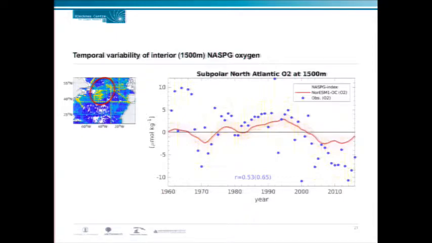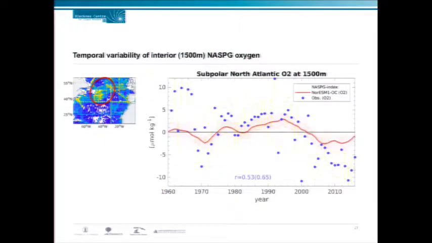So first, you see there's a pronounced multi-decadal variability. Again, emphasizing the importance of natural variability from the previous talk. And the other thing is the model and the observations match quite well in terms of reproducing this multi-decadal variability.